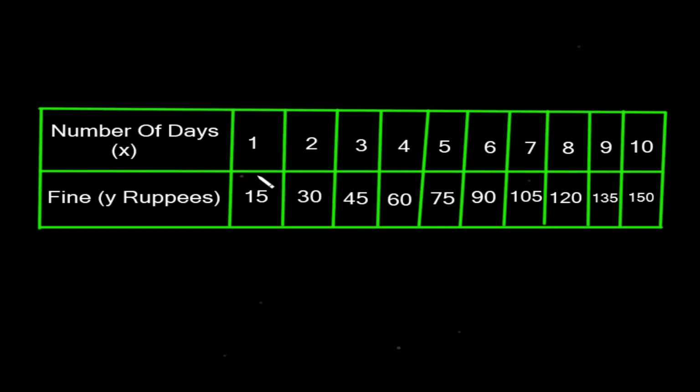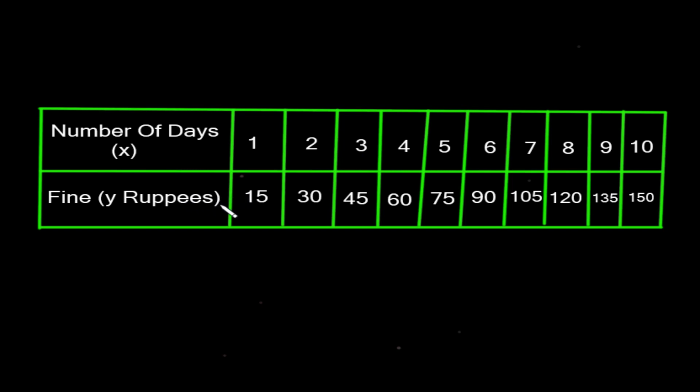Similarly, as the number of days X a book is overdue decreases, like this way, for 6 it is 90, and as we go along this way, the number of days keeps on decreasing. Similarly, the fine also decreases this way. So as a book's overdue days decrease, the fine Y rupees decreases proportionally. And if X is half, then Y will be halved as well. If X is reduced to 1 by 3 of its original value, then Y, the fine, will also reduce to 1 by 3 of its original value.